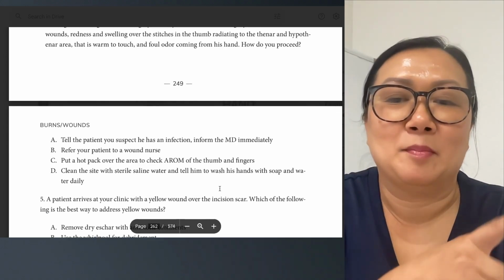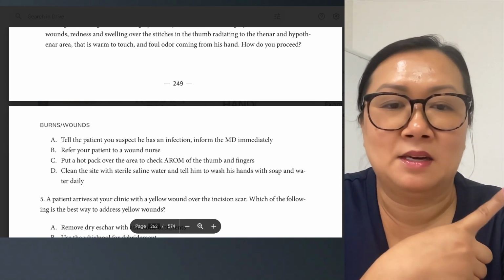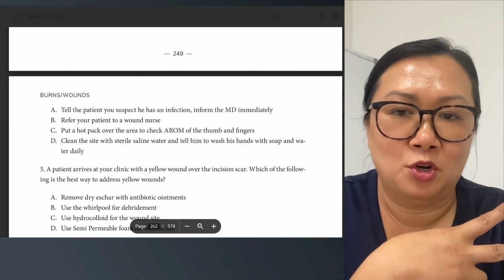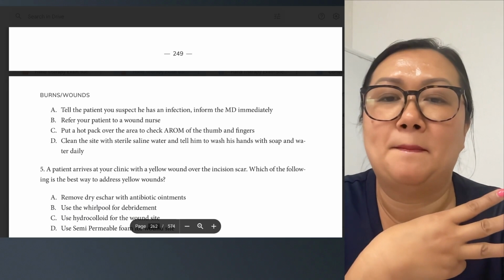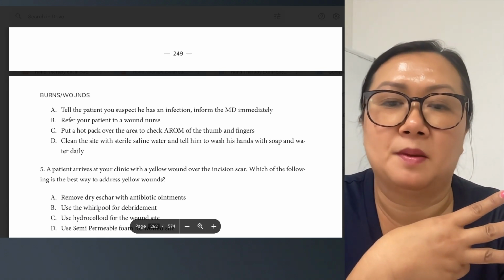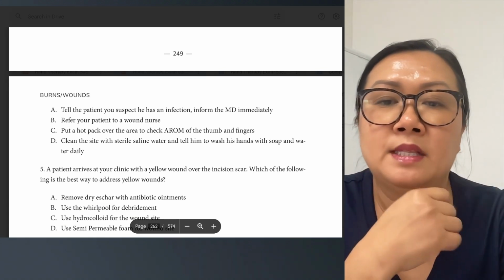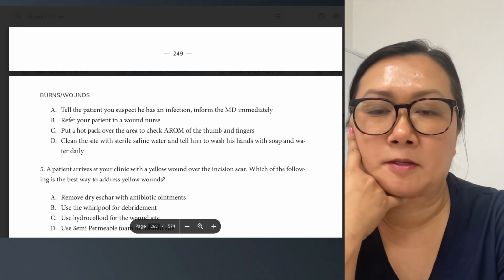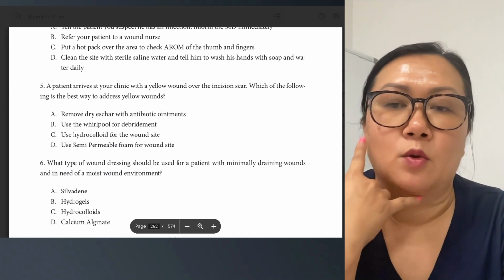All right, A, you tell the patient you suspect he has an infection and inform the MD immediately. B, you refer the patient to a wound care nurse. C, you put a hot pack over the area to check range of motion of the thumb and fingers. And then D, you clean the site with sterile saline water and tell him to wash his hands with mild soap and water daily.